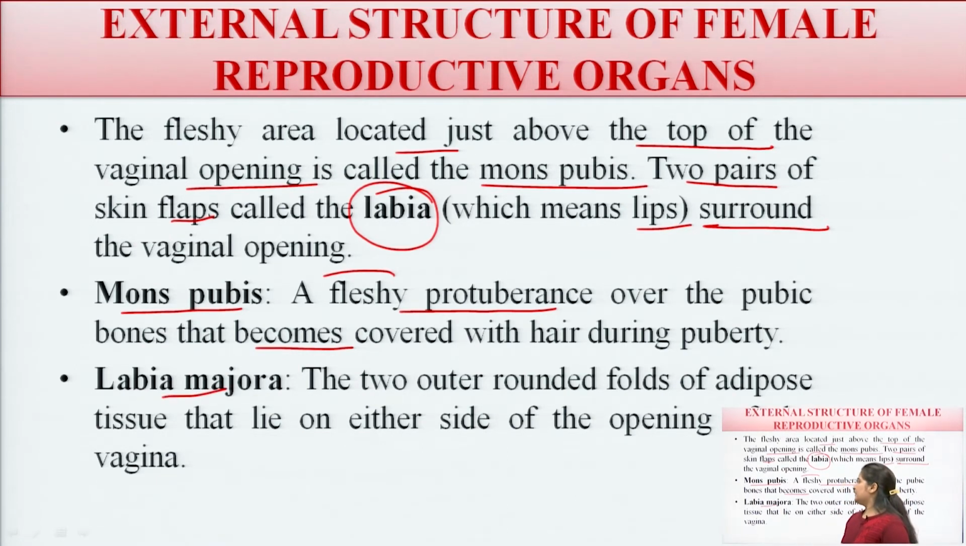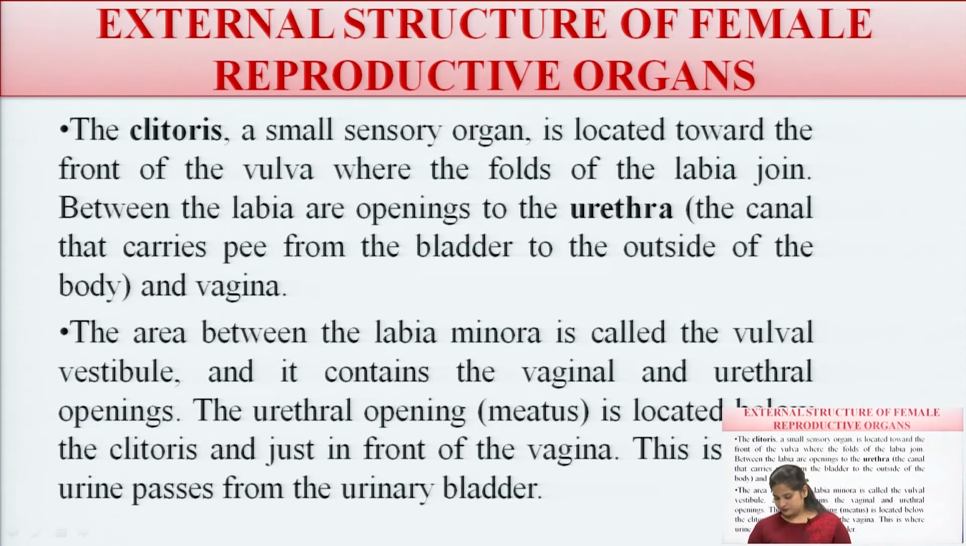Then the labia majora. The labia majora are the two outer rounded folds of adipose tissue that lie on either side of the opening of the vagina. So that is the labia majora.